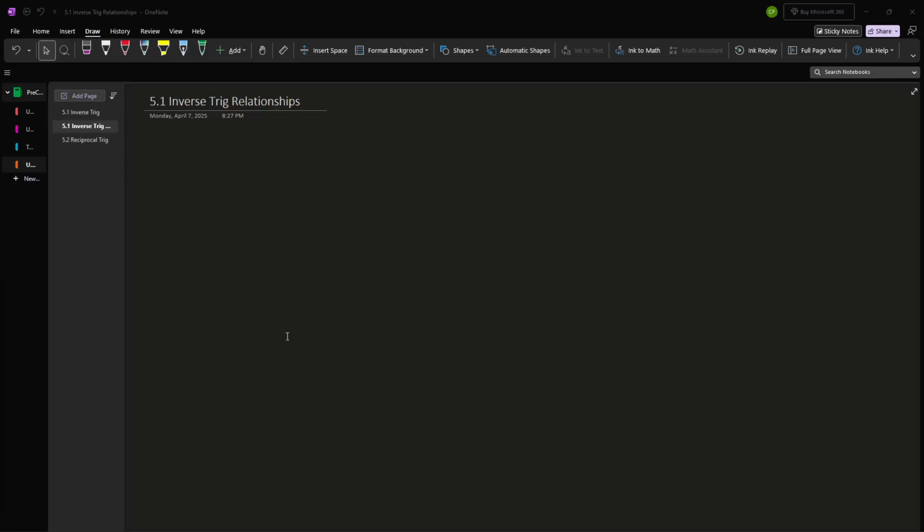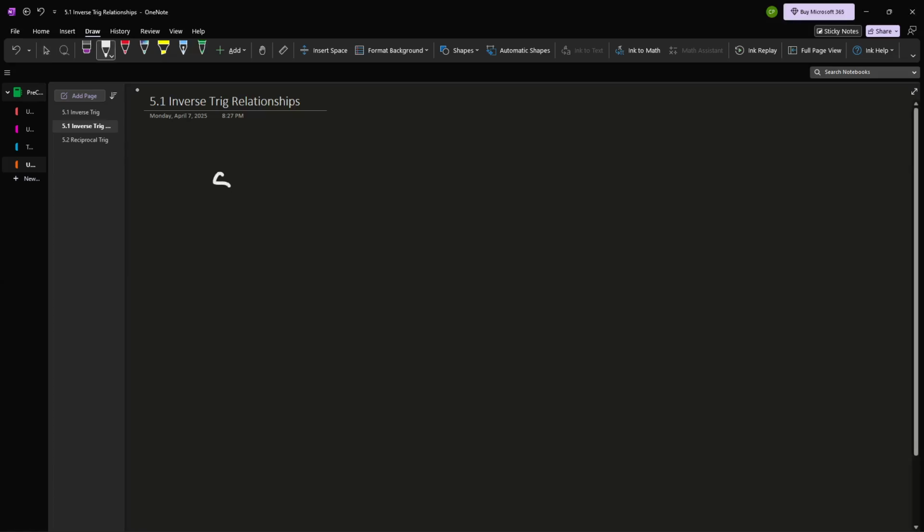So next up, this is 5.1. It's kind of in between 5.1 and 5.3. I'm not quite sure where this should be applied, but we're putting it in 5.1. So we want to see some relations between trig and its inverse.